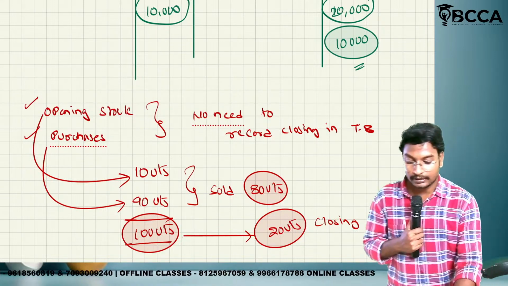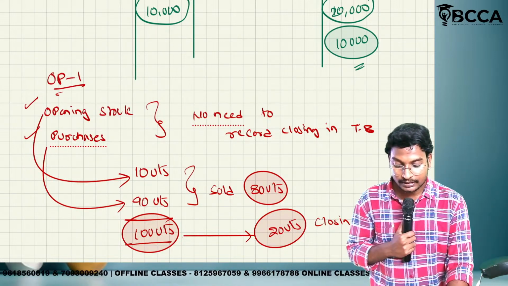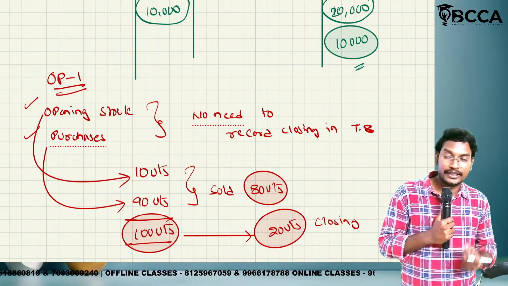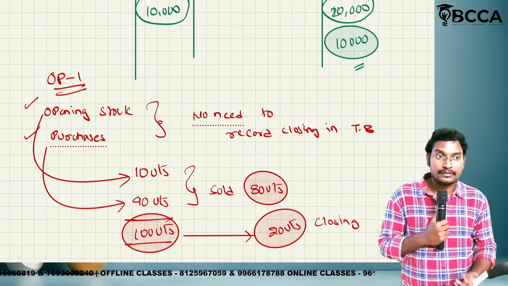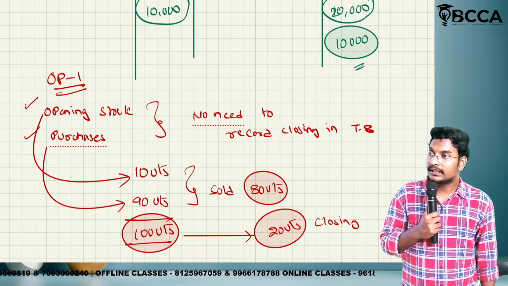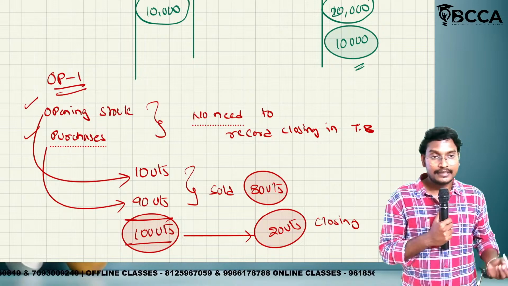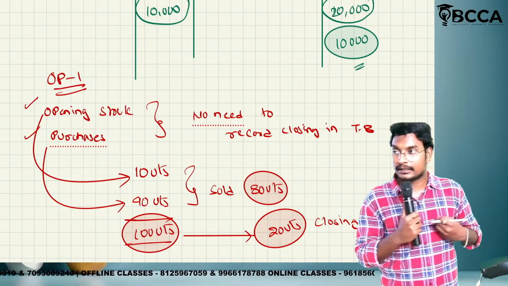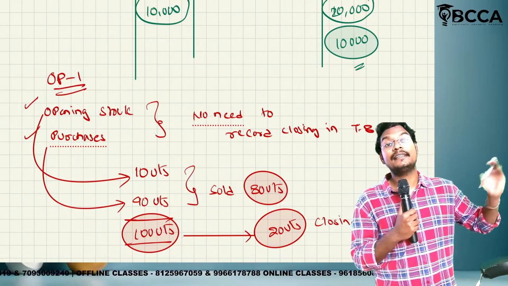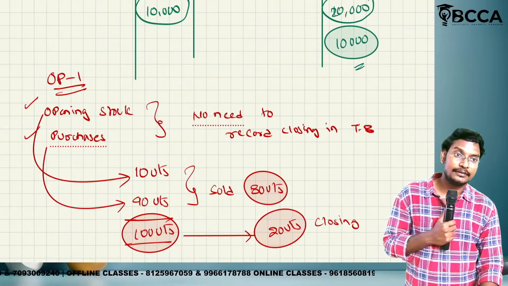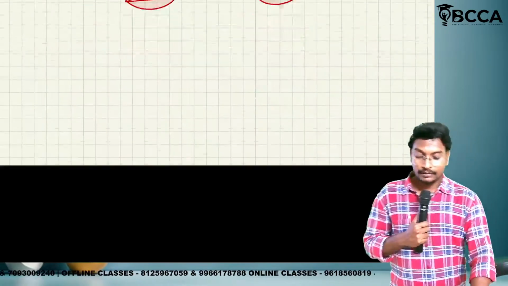This is option 1. What is option number 1? If we have recorded the opening stock and we have recorded the purchase, means we no need to record the closing stock once again in the trial balance. Why, sir? Because if we consider the opening stock and the purchase, we are indirectly considering the closing stock. Okay? Is there any doubt, Sanjeevi? Okay. What is option number 2, sir?